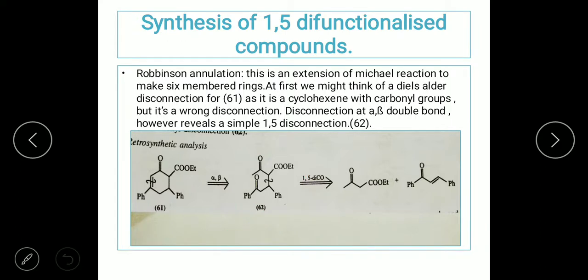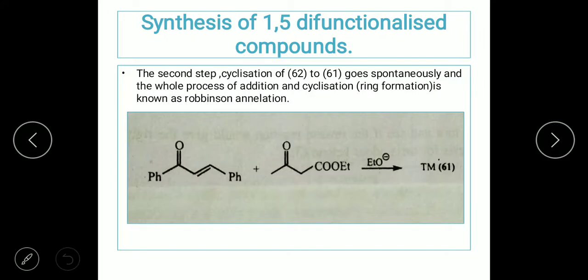Now from here, you can follow the same steps. You can do the 1,5 dico disconnection, and you write down the synthons and the synthetic equivalents. Once you do the disconnection, you get a negative charge on the ethyl ester, and the negative charge can be removed when a proton is abstracted. For the other synthon, a cationic synthon, there is going to be a double bond next to the phenyl group, and that can be removed when there is abstraction of a proton and you write down the double bond. So these two are the synthetic equivalents, and then we can write down the synthesis.